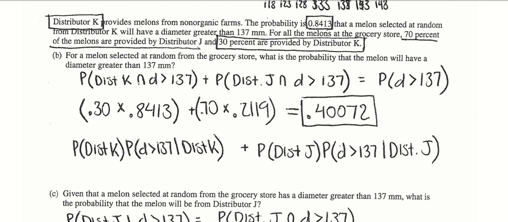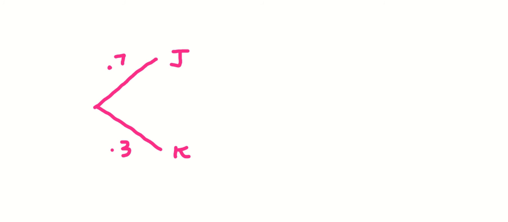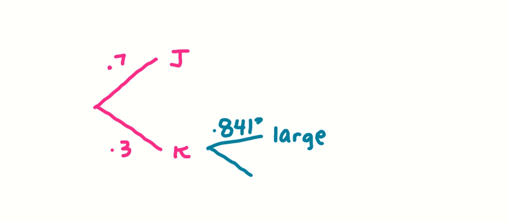And then it says the probability that it's the bigger diameter from K is 0.8413. So that's where large diameter, right? And if you wanted to find this number here, you would just do 1 minus 0.843. Not going to waste your time on that because we don't even need that.